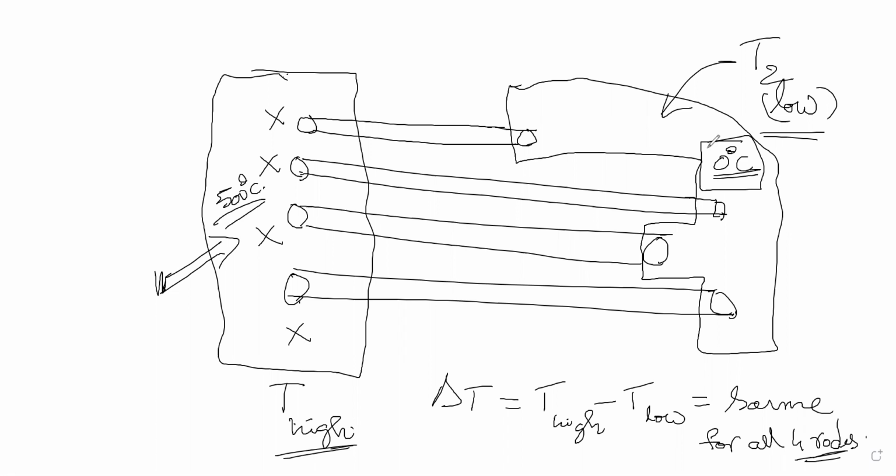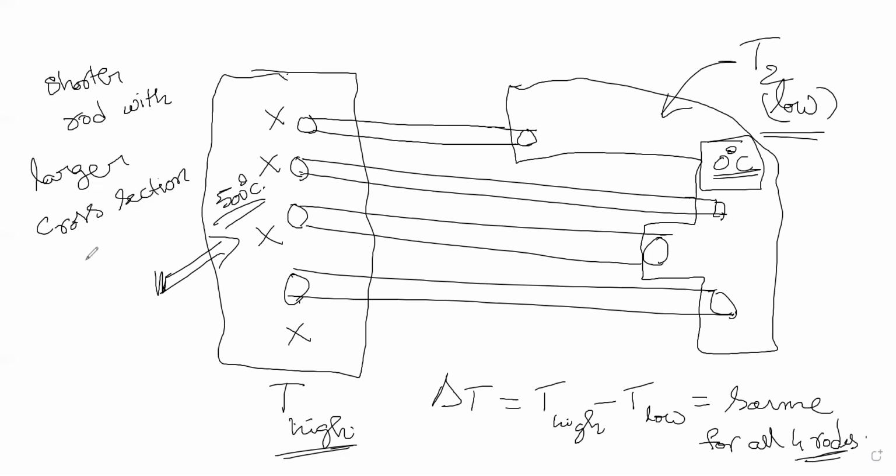Now, when the delta T is the same, you have to look for the shorter rod with larger cross-sectional area. If you look for that, you will find that option D is the right answer.